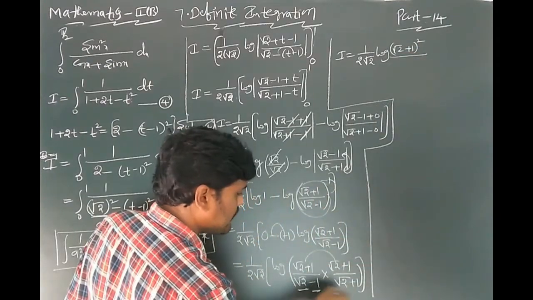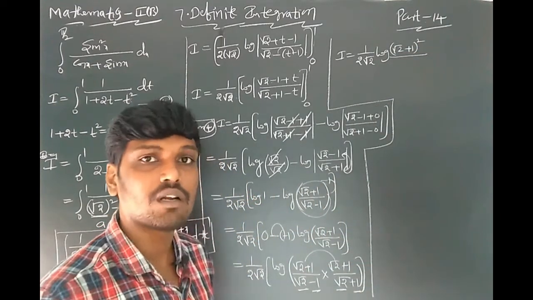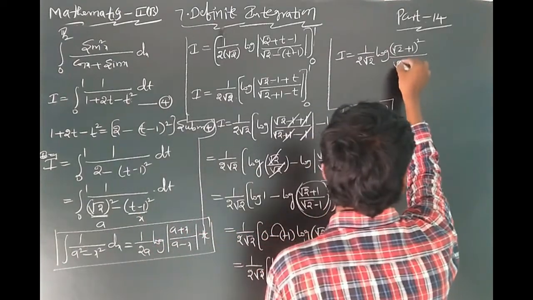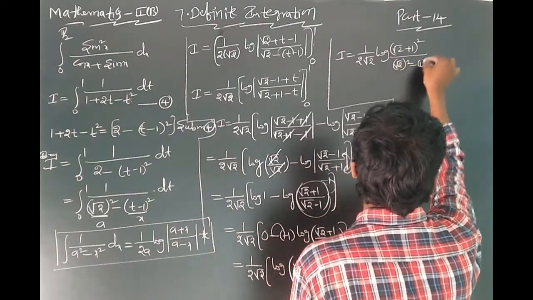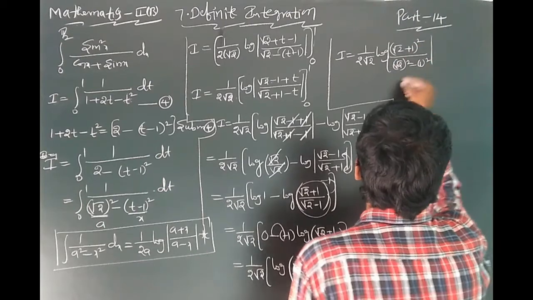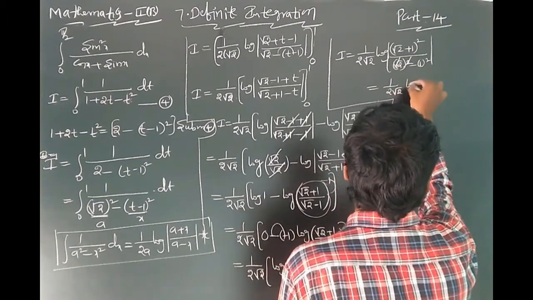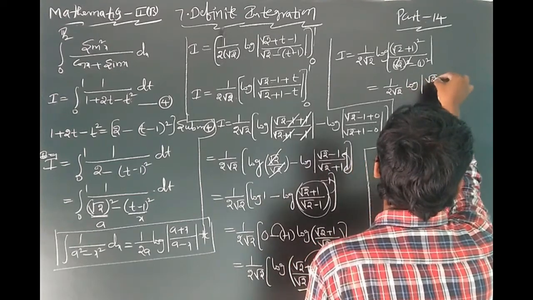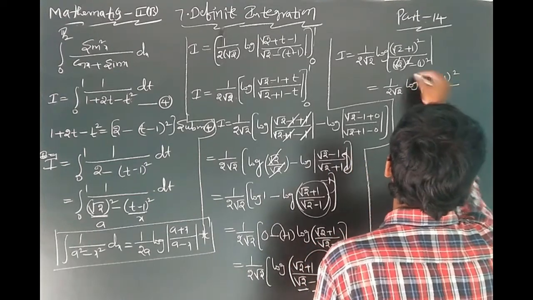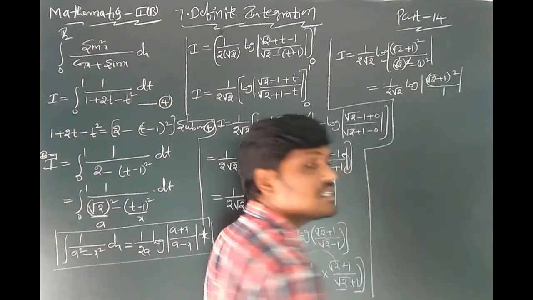a minus b into a plus b, the formula is what? a square minus b square. Root 2 whole square minus 1 square. After that, the square root gets cancelled. 1 by 2 root 2 log of root 2 plus 1 whole square by 2 minus 1, value is 1.